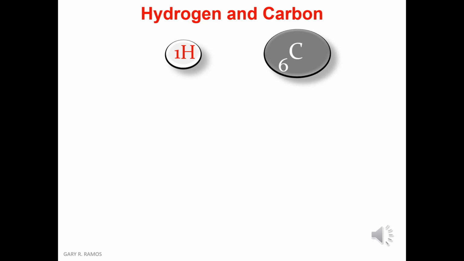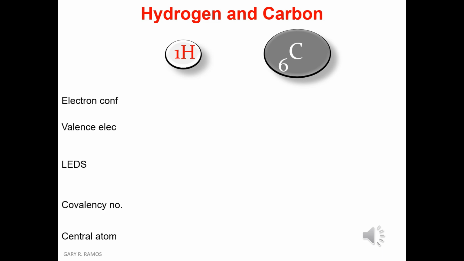So let us have another example. This time, let us identify how hydrogen and carbon form covalent bonding. So let us first solve the electron configuration, the valence electron, the Lewis structure, covalency number, and the central atom.